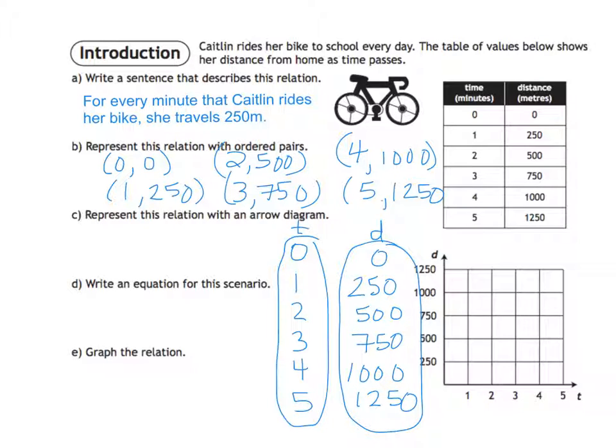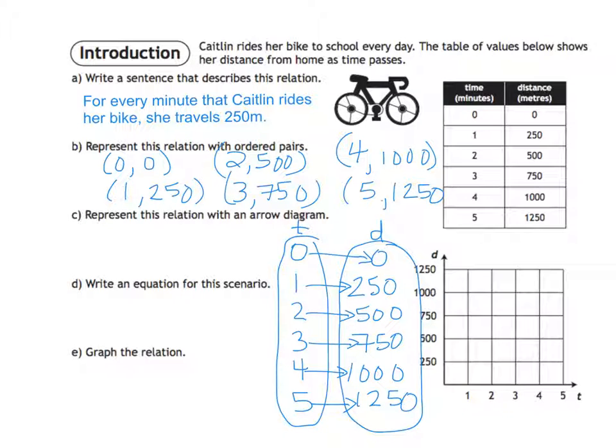0 goes with 0, so we'll put an arrow across there. 1 goes with 250. 2 with 500. 3 with 750. Each pair gets an arrow. This is a really simple arrow diagram because all of the numbers are just side by side because they're both increasing. But sometimes you'll have 2 arrows coming from 0 pointing at 2 different things, or arrows going up or down, whatever. But that's what an arrow diagram is.